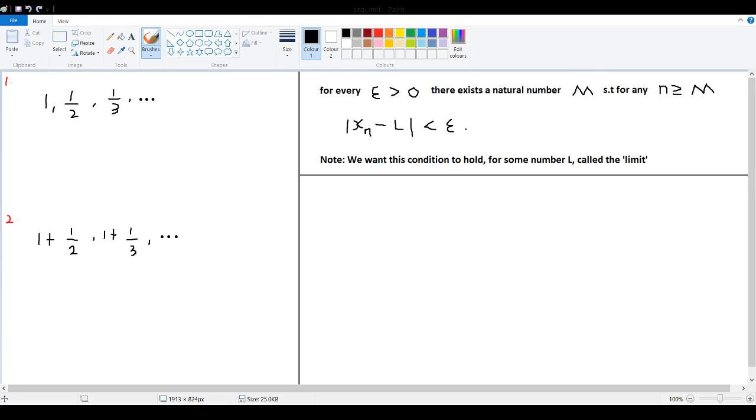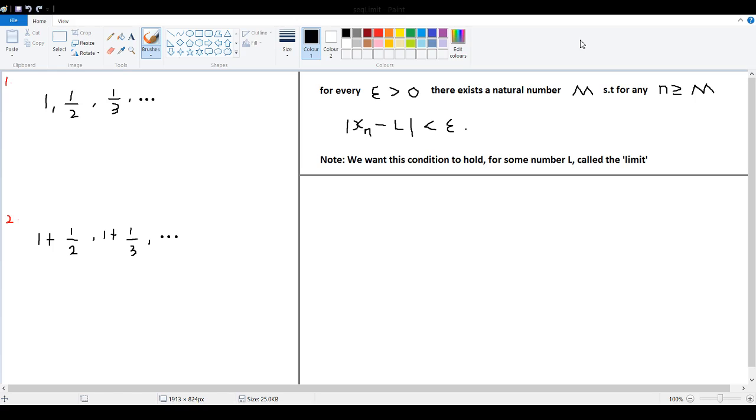Hello everyone and welcome back to another maths tutorial. This time we're going to be looking at sequences and limits of sequences. So this is a university topic, maybe a bit confusing at first, but it's very important to understand.